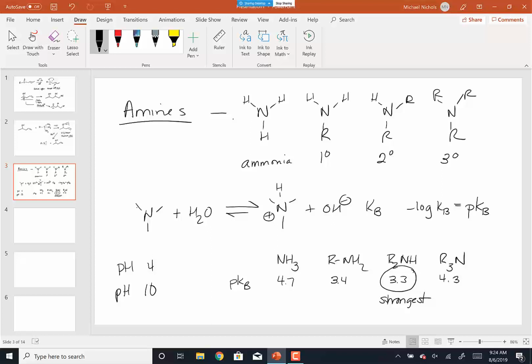Of course, I guess now we are obligated to talk about why. First of all, why are all of the amines with an R group on them more basic than ammonia? And why doesn't it go primary, secondary, tertiary, or tertiary, secondary, primary? Why is the secondary the most basic of all? Okay. So we can do that by going back to basics.